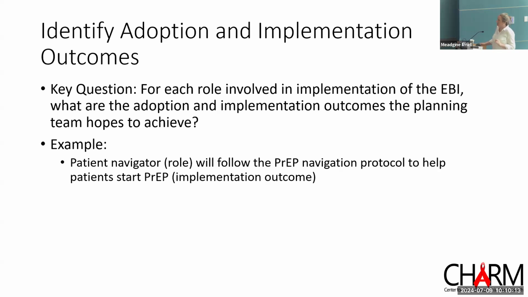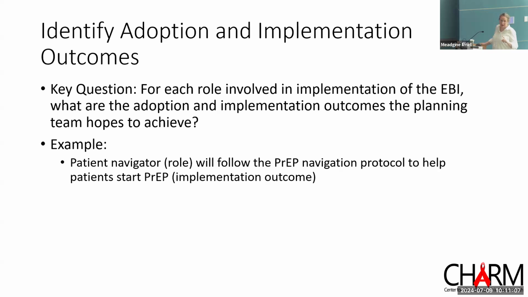Let's start with the adoption and implementation outcomes. The first thing you need to figure out is, for each person or role that's going to be involved in implementation of this EBI, what are the adoption or implementation outcomes that the planning team wants that person to achieve? As a basic example, maybe you have patient navigators, one of the roles involved in this EBI implementation, and the implementation outcome you want for them is that they will follow the PrEP navigation protocol to help patients start PrEP. That's just one example, but because implementation is complex, there's usually lots more than just one person involved, right?